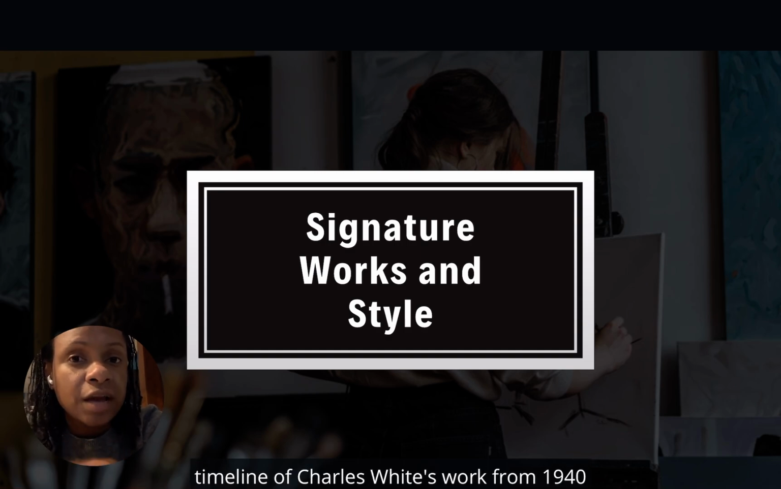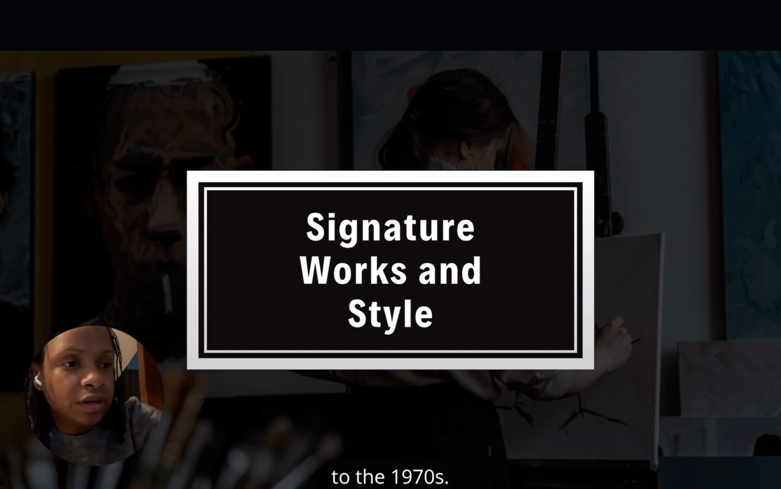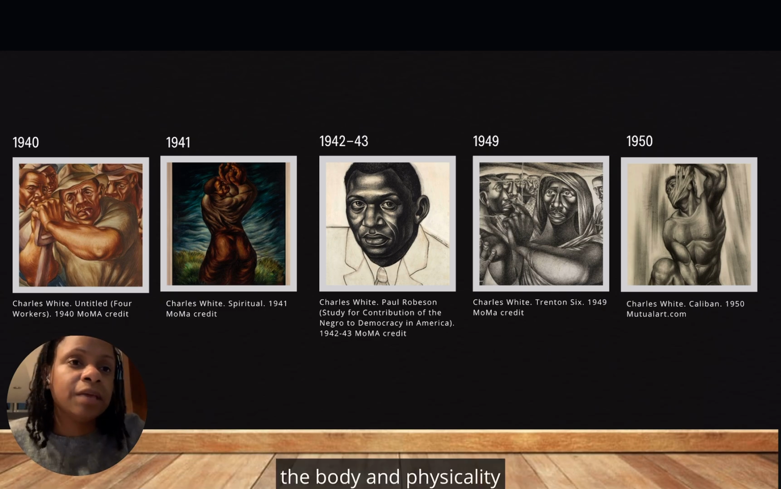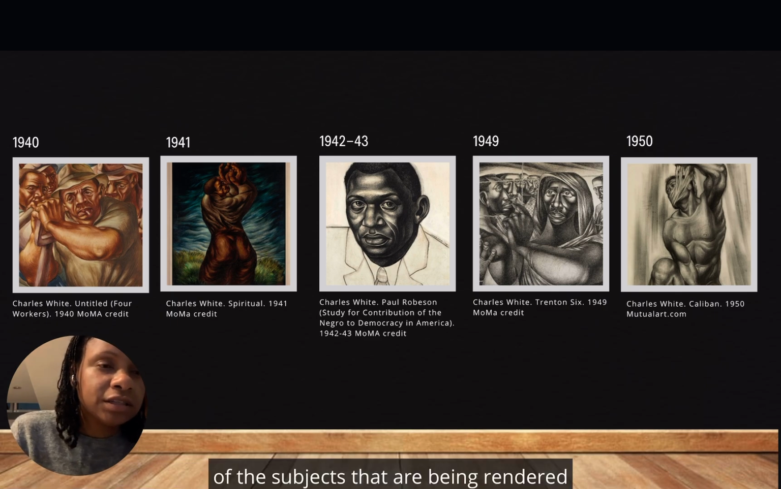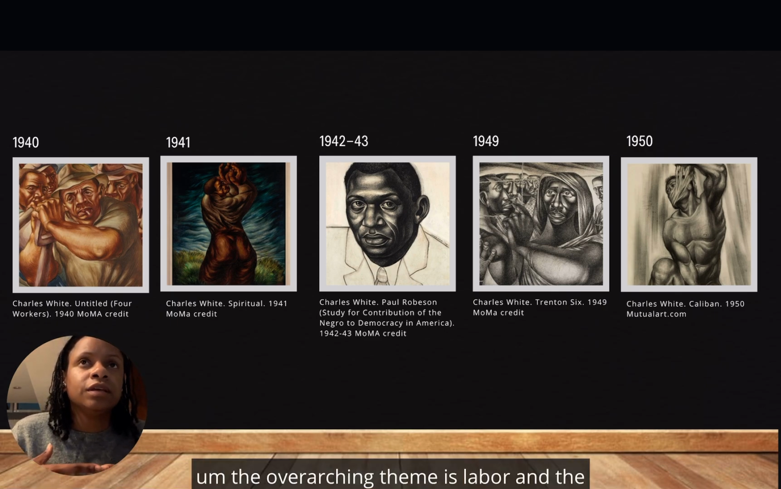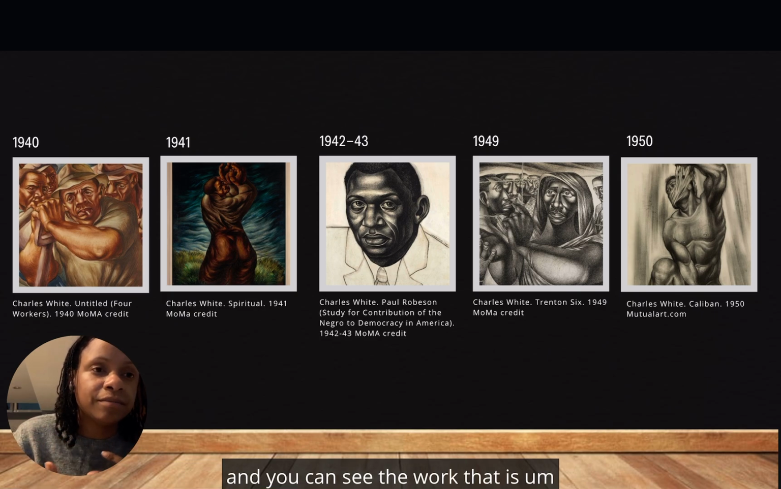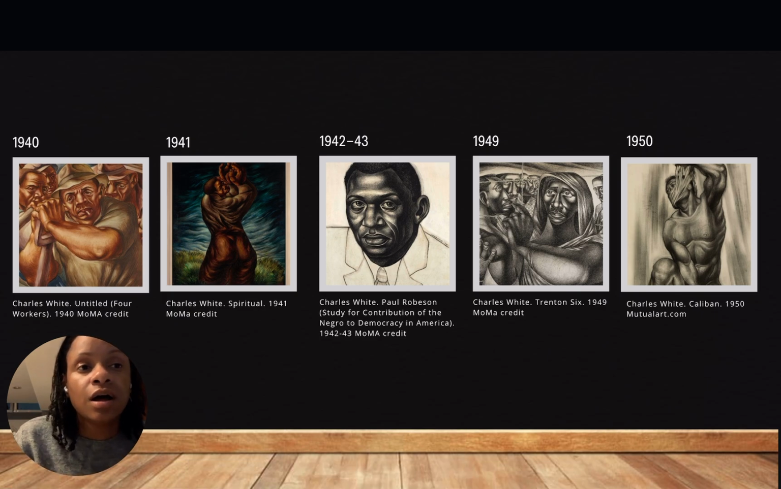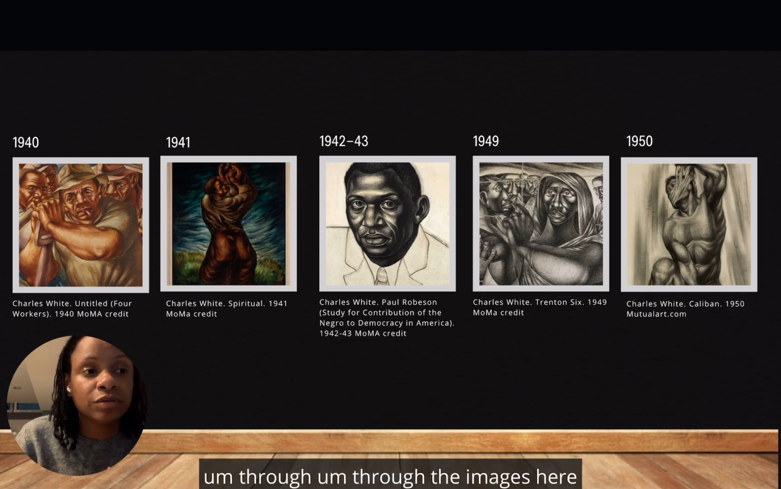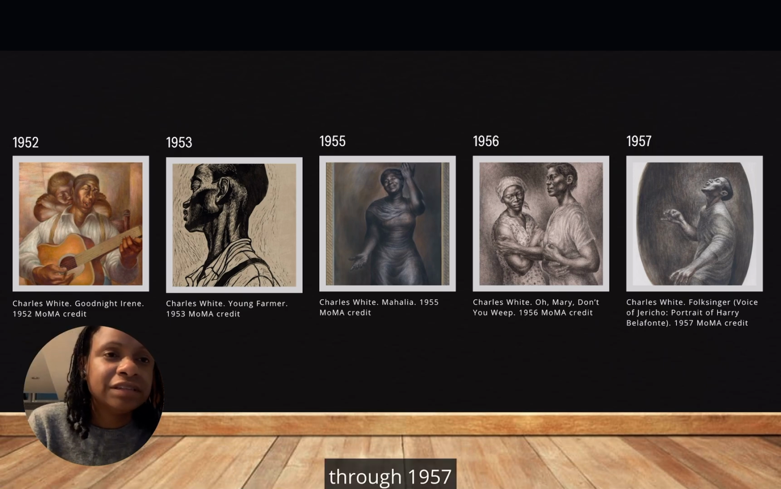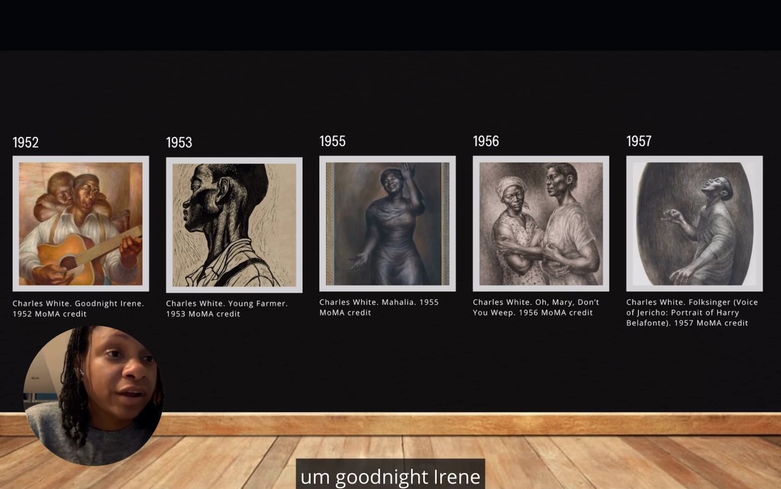So very quickly, we're going to look at a timeline of Charles White's work from 1940 to the 1970s. From 1940 to 1950, we see a small body of Charles White's work. Primarily, these narratives focus on the body and physicality of the subjects that are being rendered. The overarching theme is labor and labor-intensive work, and you can see the work through how physical the bodies are interpreted through the images here.